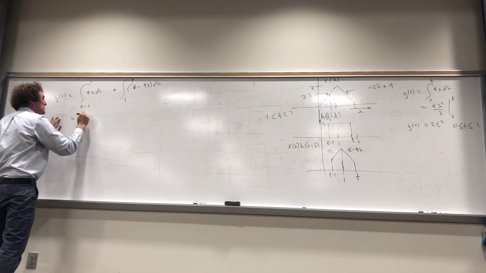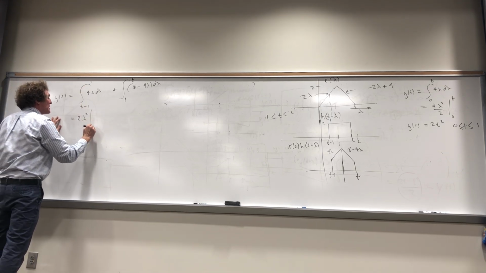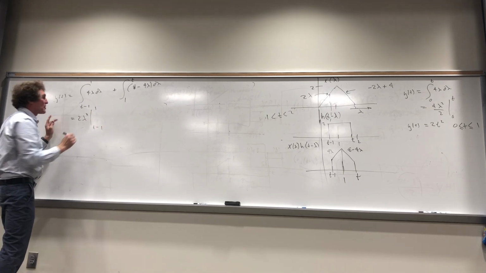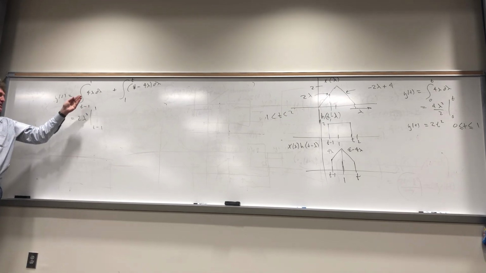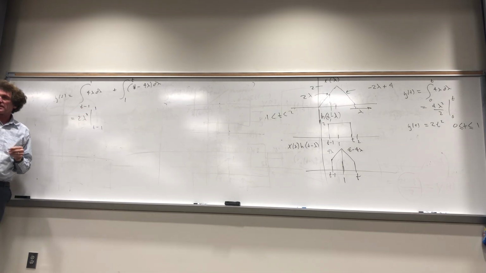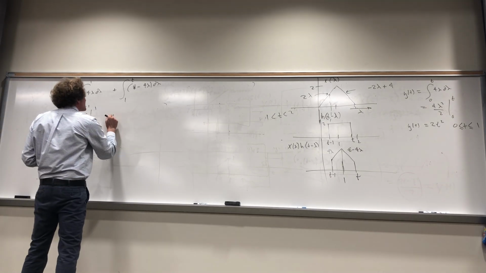So it's 2 lambda squared evaluated between t minus 1 and 1. I'm going to write that down for a reason. I know we can plug in the numbers right now, but I want to make sure you get used to doing this so you don't make careless mistakes. Oftentimes when you try to do too many steps in your head, you'll make mistakes. Next is going to be plus. I'll do the first one.